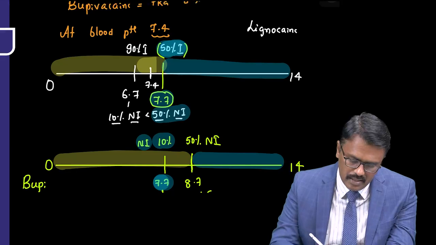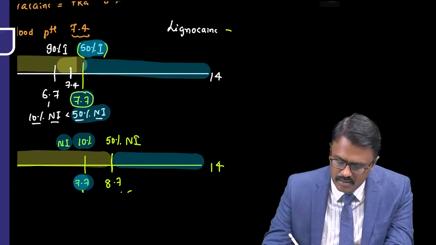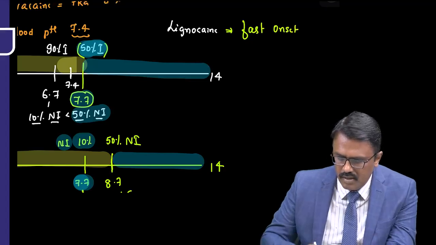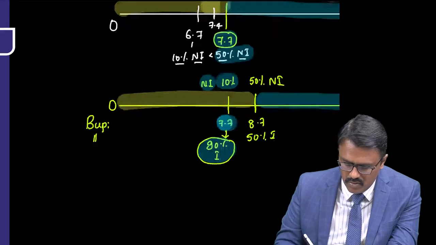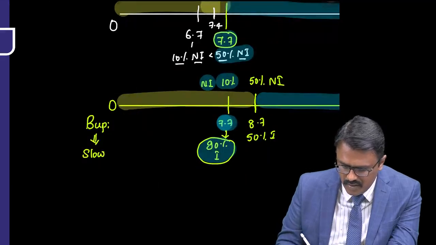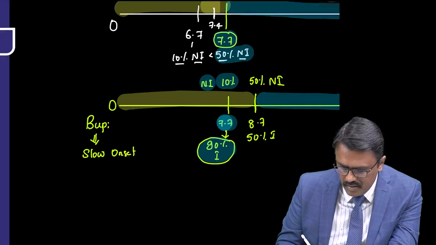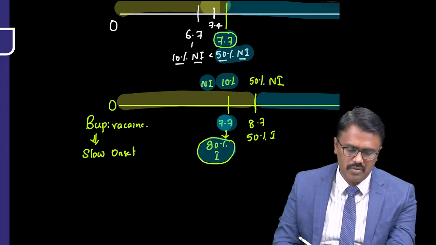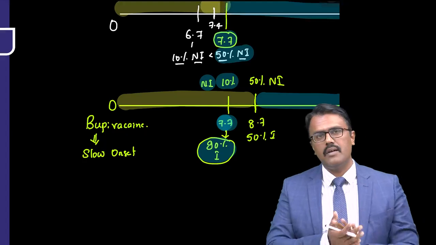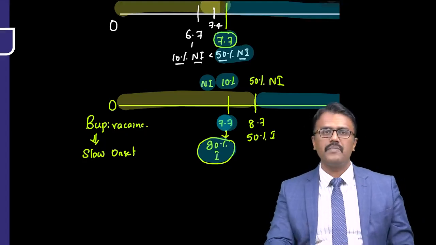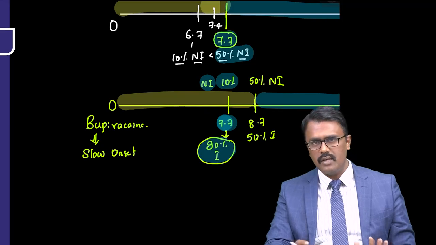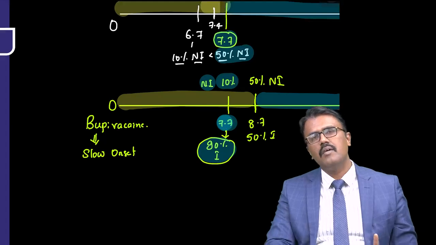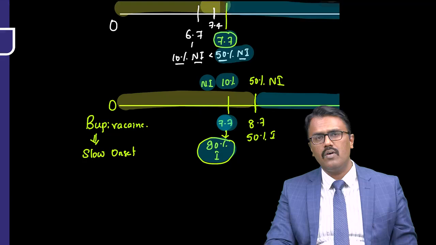So the understanding is lignocaine has fast onset and bupivacaine has slow onset of action. That's it. So that is the importance of knowing the pK values. So we understood the various factors affecting local anesthetic effect: plasma protein binding, addition of vasoconstrictor, pKa value, lipid solubility, all these are important.